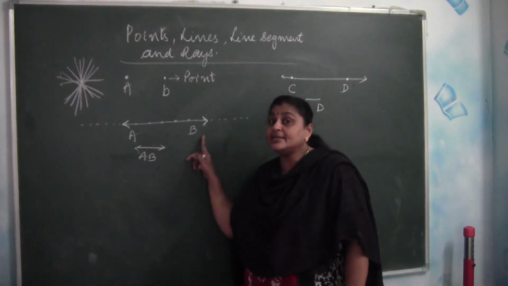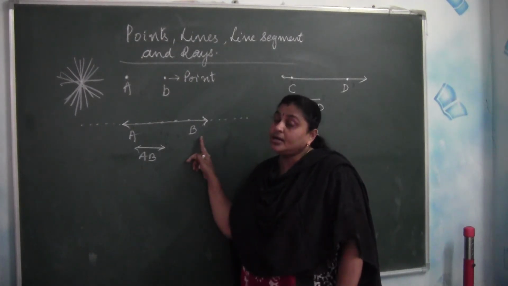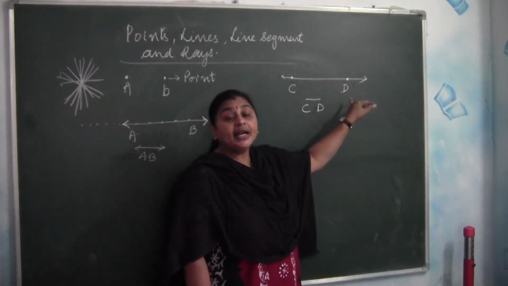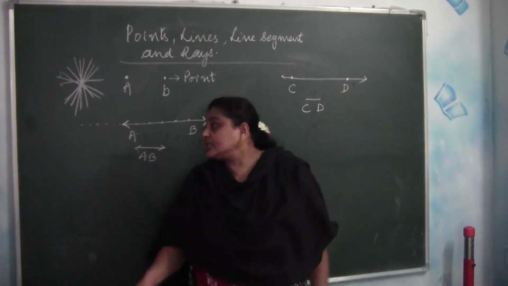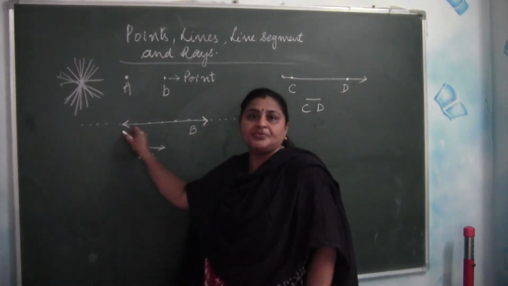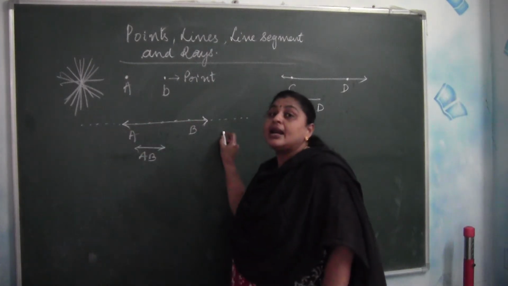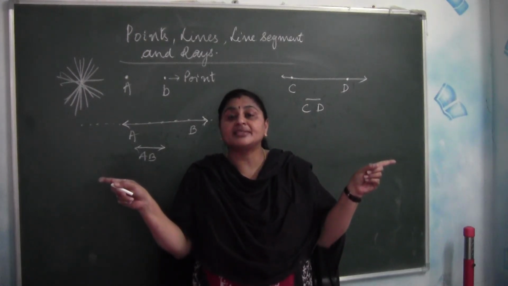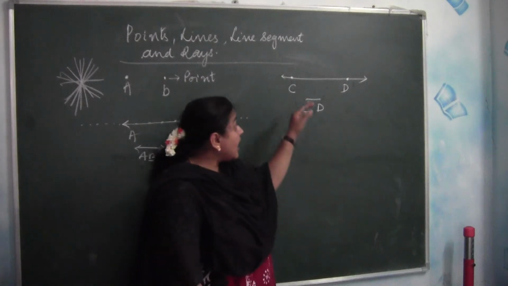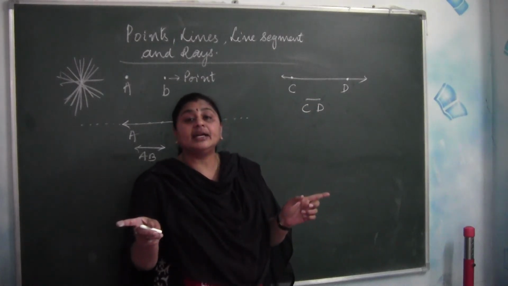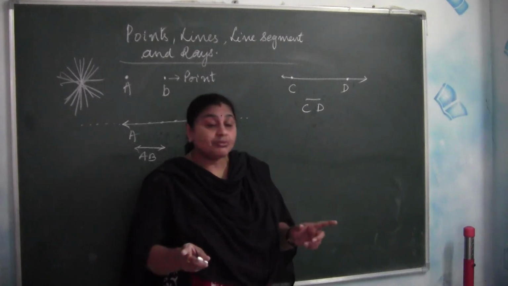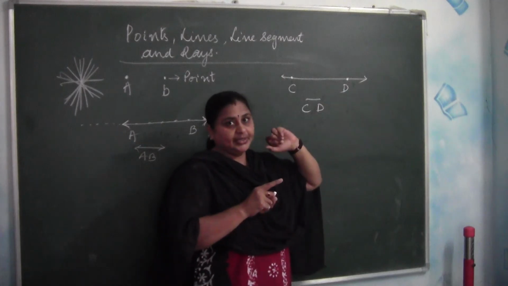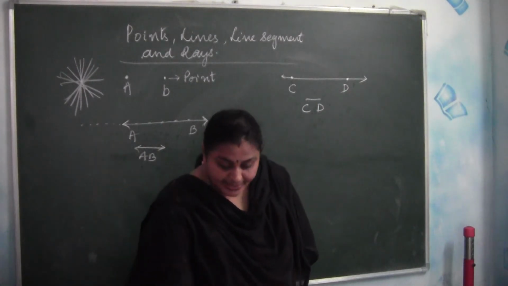And a line has no starting point or ending point. But a line segment has a starting point as well as an ending point. These arrow marks show that a line can be extended in both the directions. But a line segment cannot be extended because it has its own starting point as well as ending point. Got it, children? That is about your line segment.